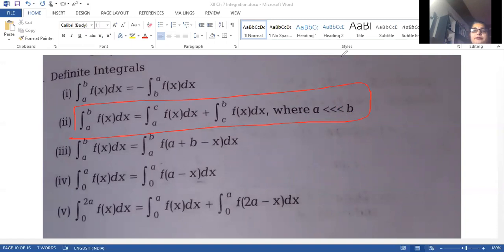Next one. The integral from a to b of f(x) dx can also be written as the integral from a to b of f(a plus b minus x) dx. Clear? What we have done?